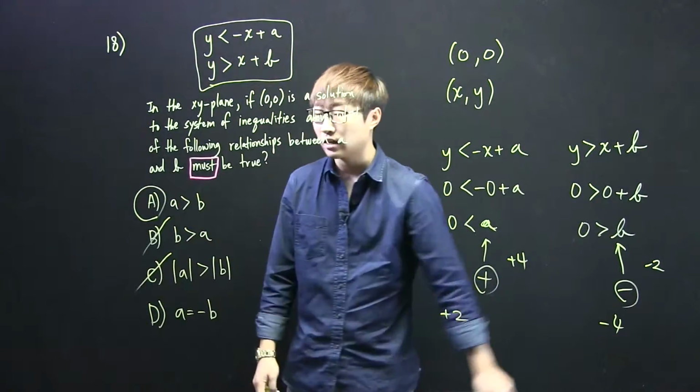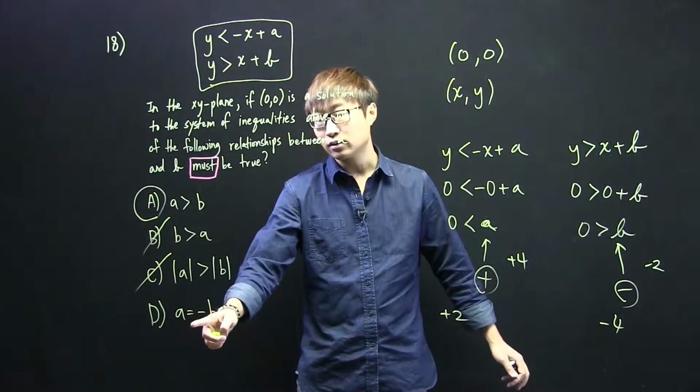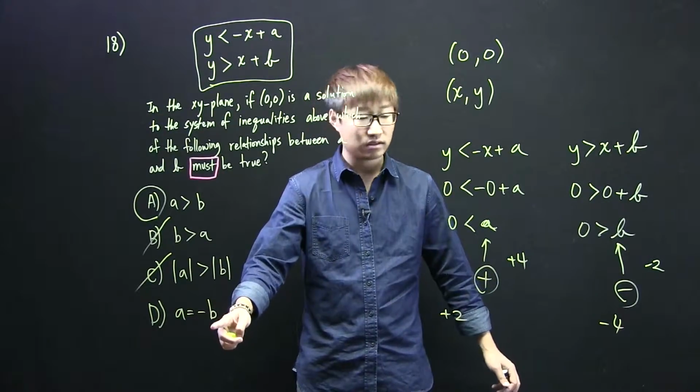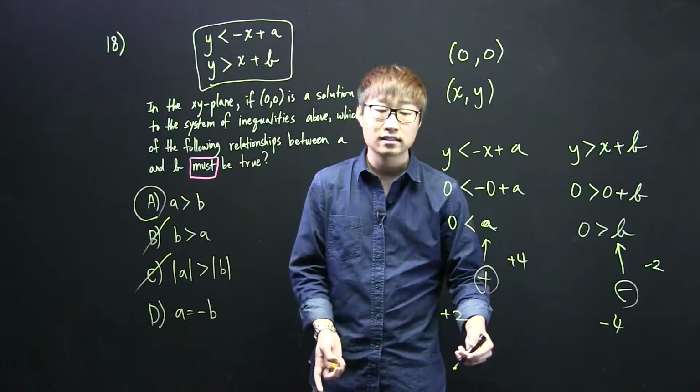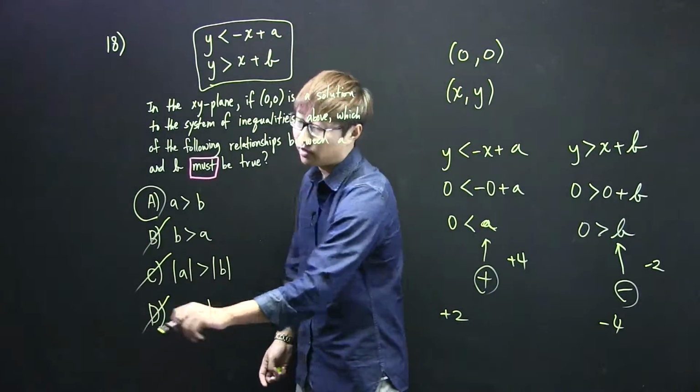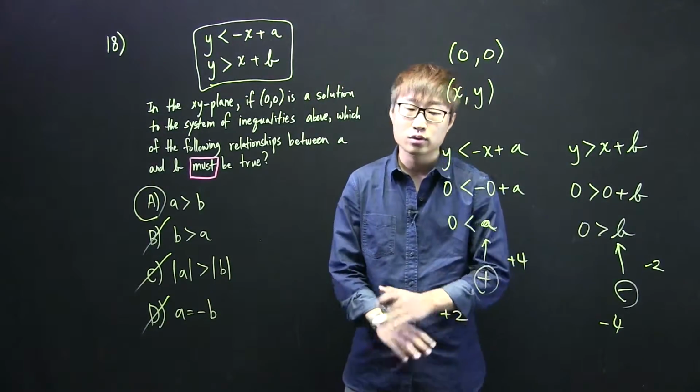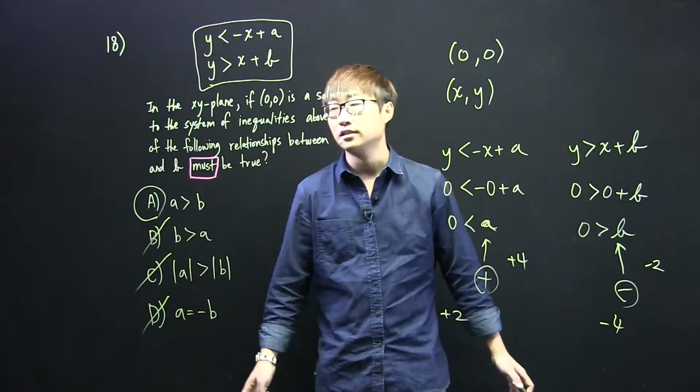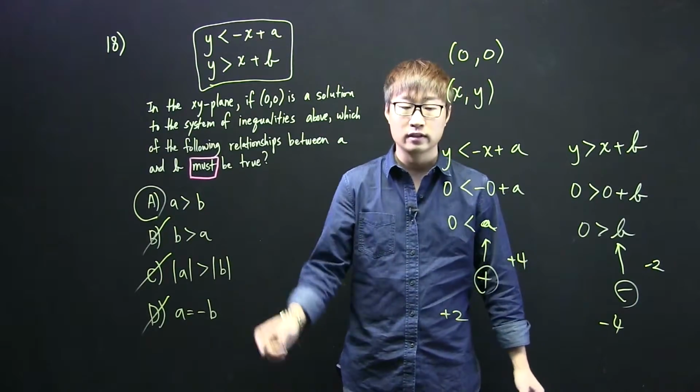That's why we get rid of this one. And D says a is equal to the negative of b, which once again doesn't necessarily have to be true. So we can get rid of that. Must be true means it has to be true under every single circumstance, which is choice A over here.